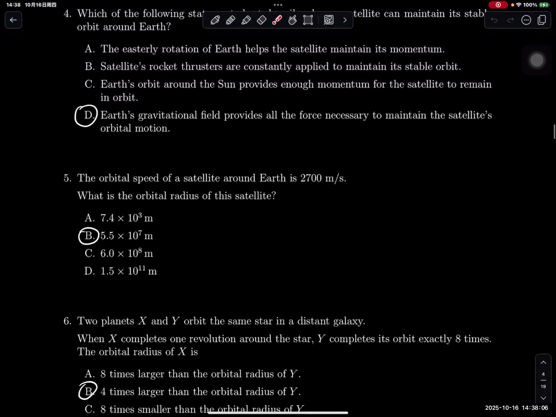Question 5: the orbital speed of the satellite around Earth is this. What is the orbital radius of the satellite? So we have derived something called the orbital velocity during lecture. It was v equals the square root of GM over r. Make sure you derive this all the time. Okay, and then you can rearrange for your radius.